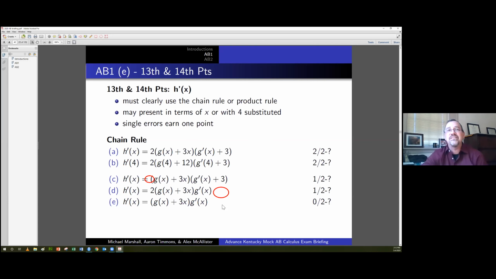The leading 2 is missing. We don't see a plus 3. This is simply too many errors. We don't know what rule they're using. They're not using the chain rule.